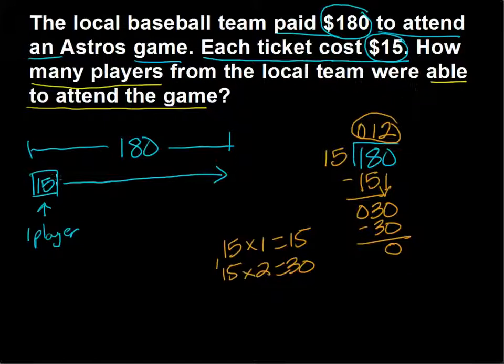So that means that if we were to complete the strip diagram here, we would have, that's 1 player, 2, 3, 4, 5, 6, 7, 8, 9, 10, 11, and 12. Pardon that not all the sections are the same size, but you get the idea. That means that if each player, remember that each of these boxes represent 1 player, and each one paid $15, that means that 12 of them are going to be able to attend the game.